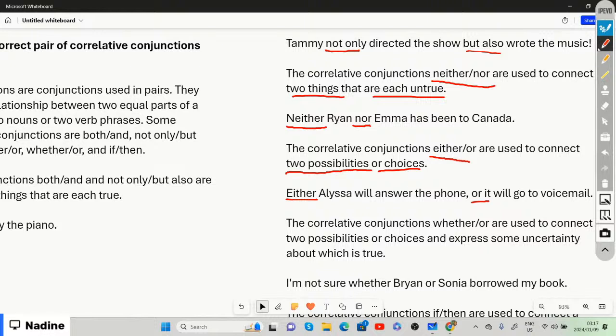And then the correlative conjunctions, whether or. And remember, there's a difference between this word whether and this word whether. Right, guys? There's a difference between this word whether and this word whether, even the spelling.